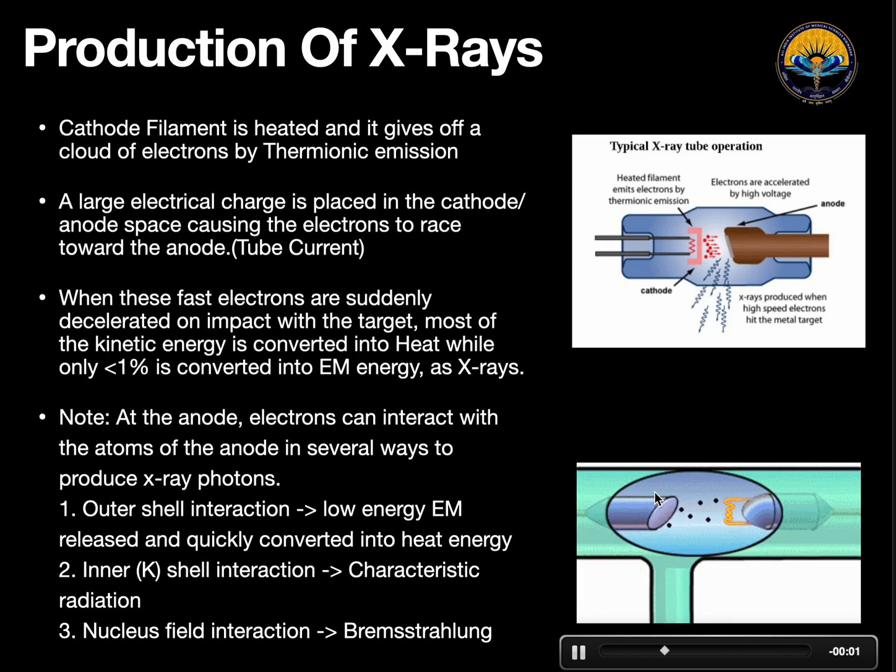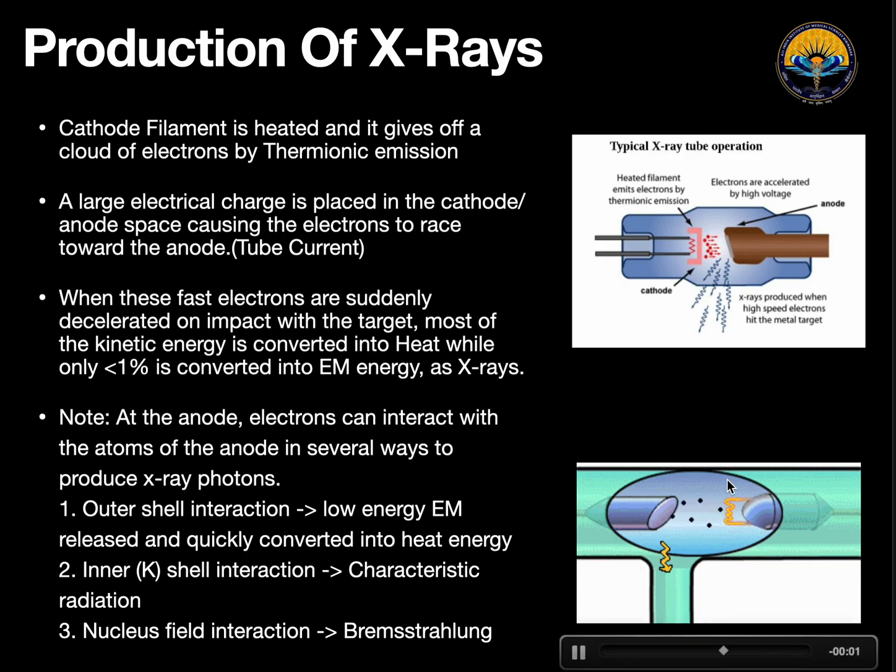And at this anode target level, the electrons can interact with the anode atom at the level of outer shell electrons, inner shell electrons, or at the level of the nucleus. So if they interact with the outer shell electrons, most of the process which happens is at the outer shell electron, and here we have the production of heat.